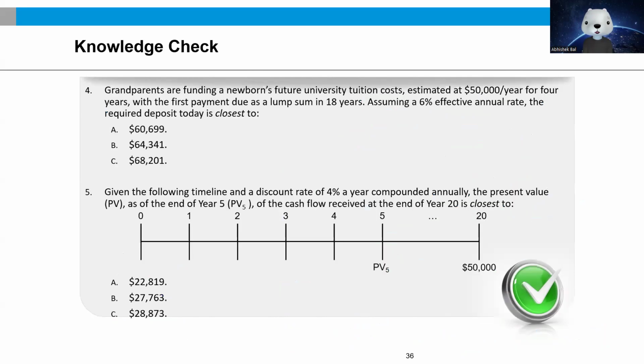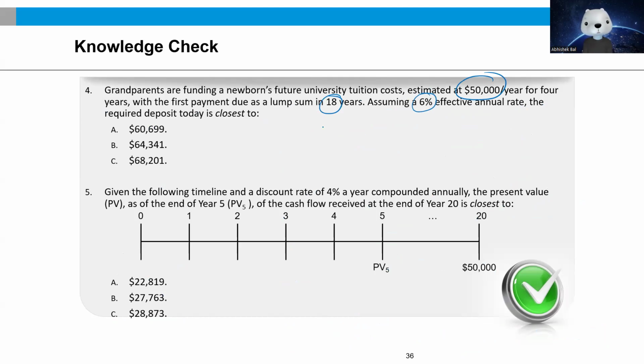All right, so let's now come to the next problem, and it reads: grandparents are funding a newborn's future university tuition cost estimated at $50,000 a year for 4 years, with the first payment due as lump sum in 18 years. Assuming a 6% effective annualized rate, find the required deposit today. All right.